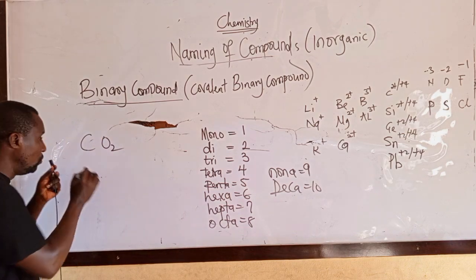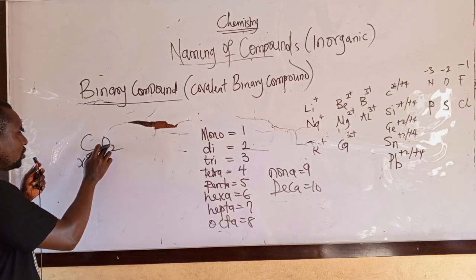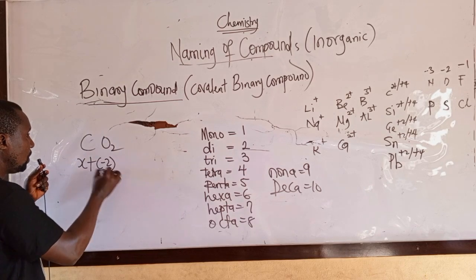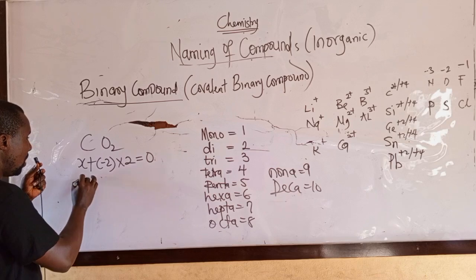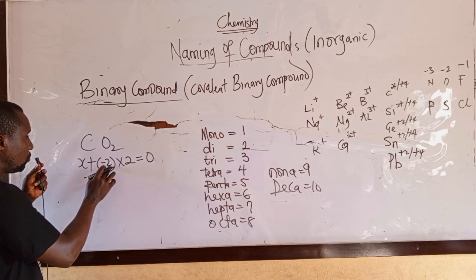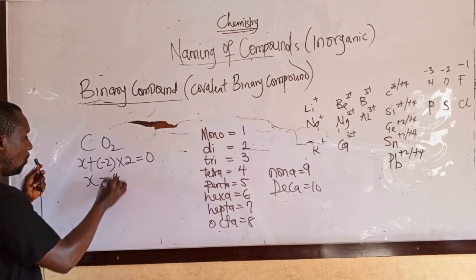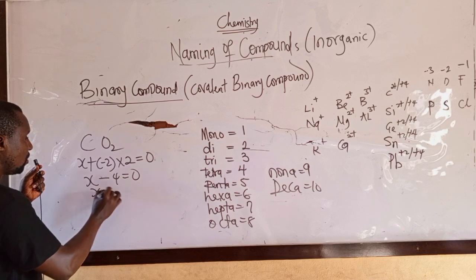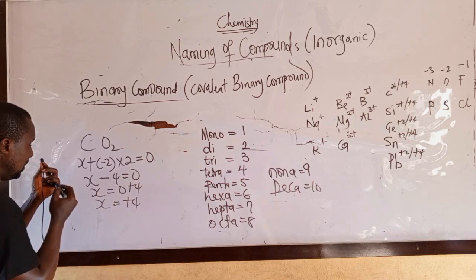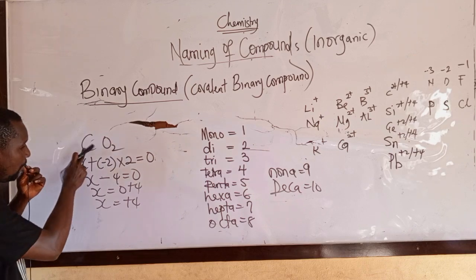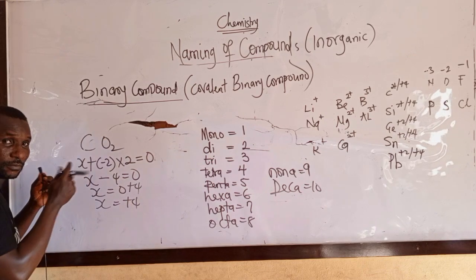Oxidation number of carbon, I don't know, x. Plus oxidation number of oxygen, -2. How many oxygen? Times 2. Everything equal to 0. You have x plus -2 times 2, which is -4, equal to 0. So x equals 0 plus 4, plus 4. In this case, I can call it carbon 4 oxide.